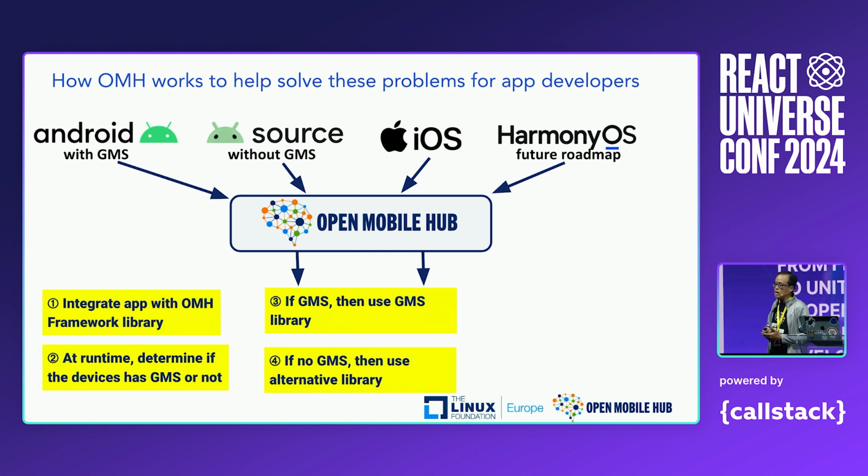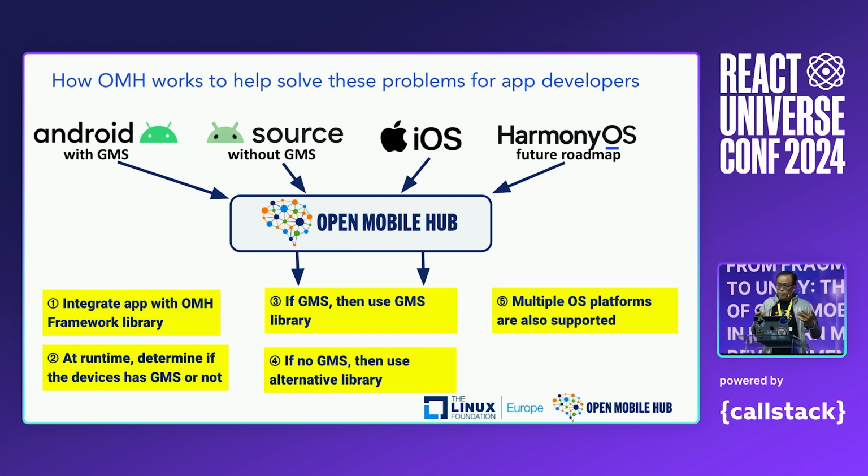And for maps, for example, Google Maps, of course, we pass it to Google Maps if there's a GMS library on it. But if not, we use other maps. There are a lot of other maps available in the market, OpenStreetMap, for example. And the good thing is, our future roadmap will also support the third ecosystem, which is Harmony OS. So we'll be able to support multiple ecosystems, multiple OSes, from the same framework.